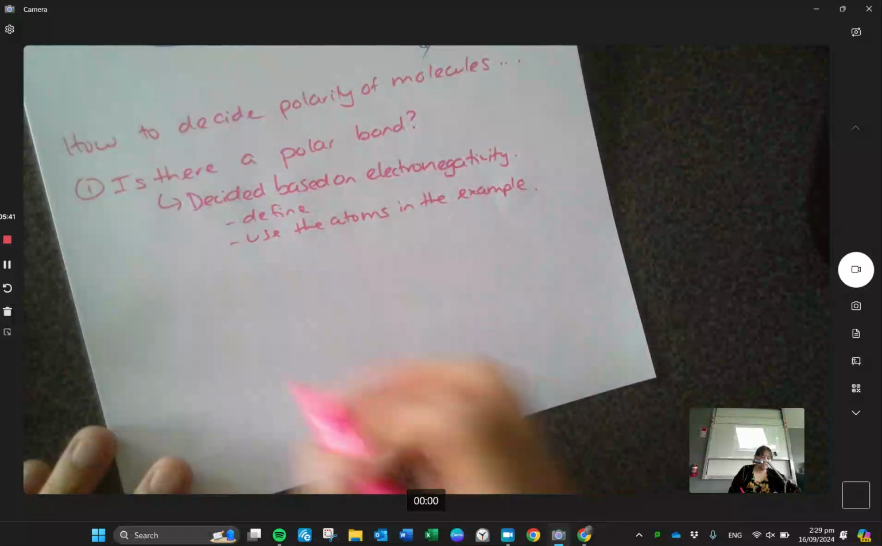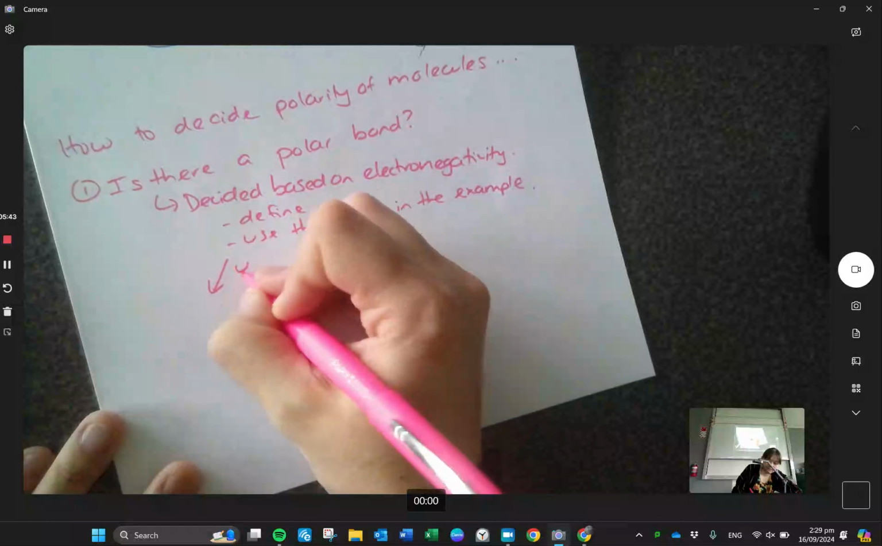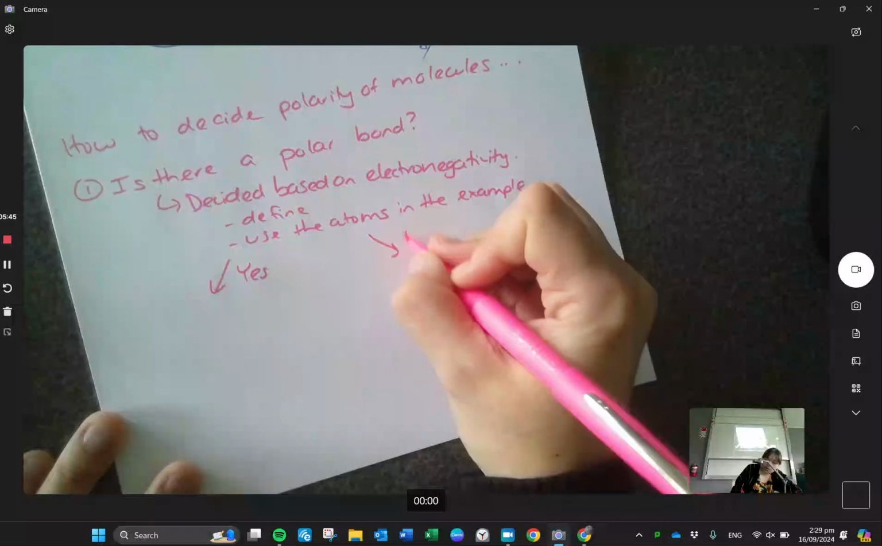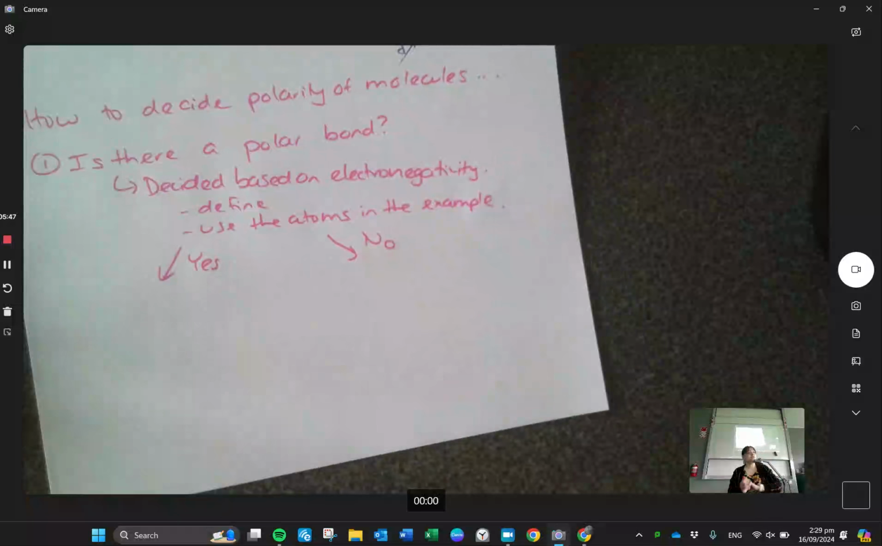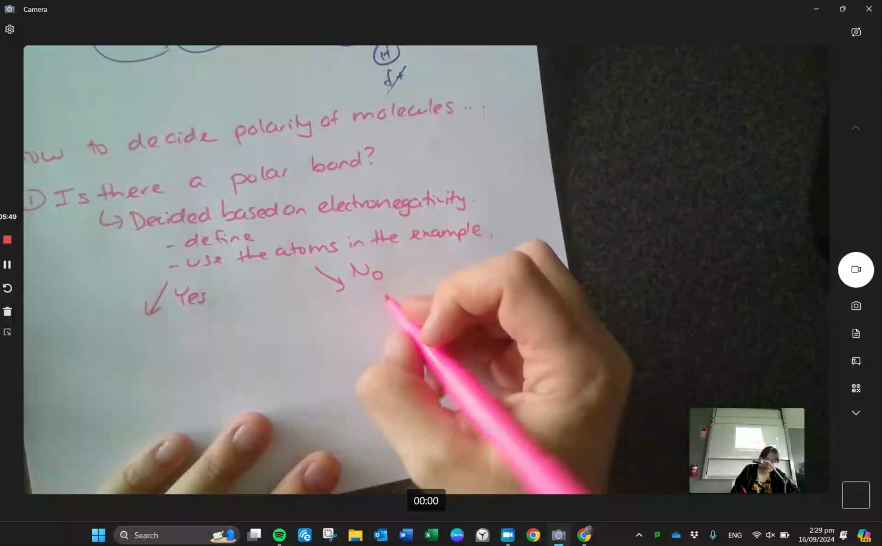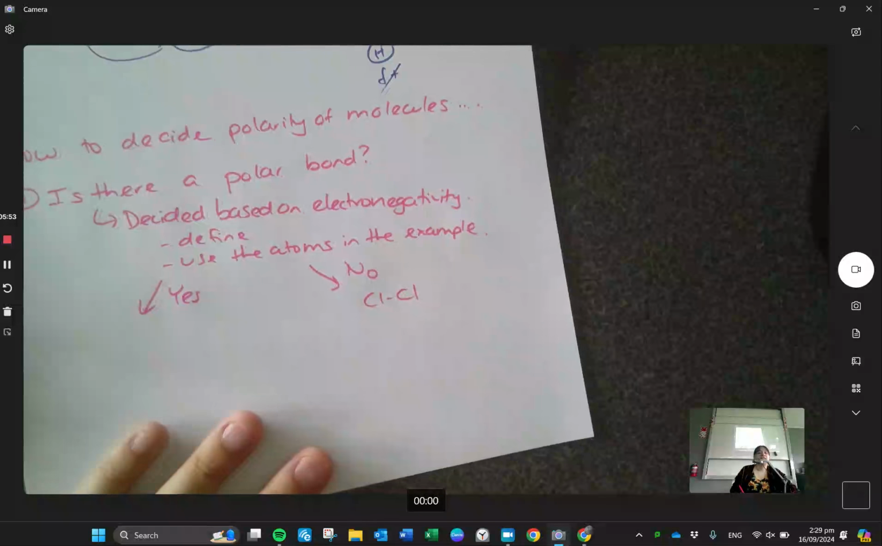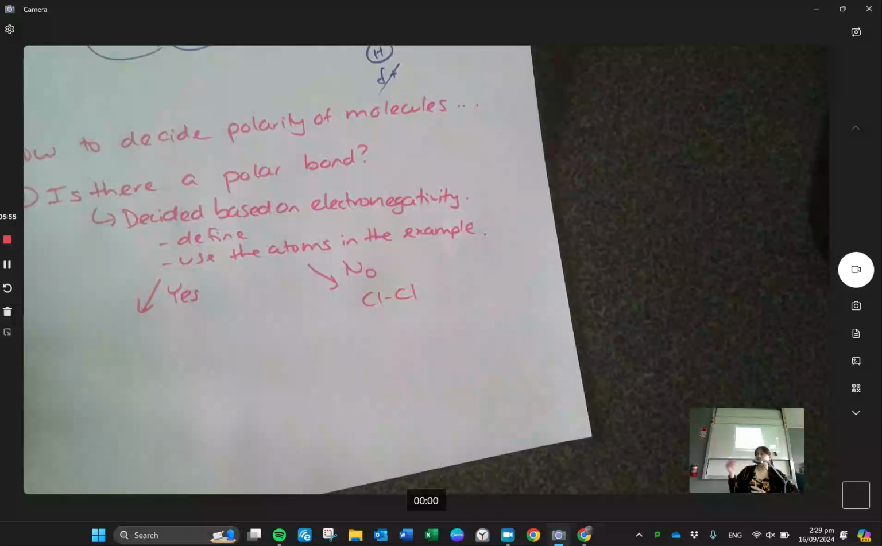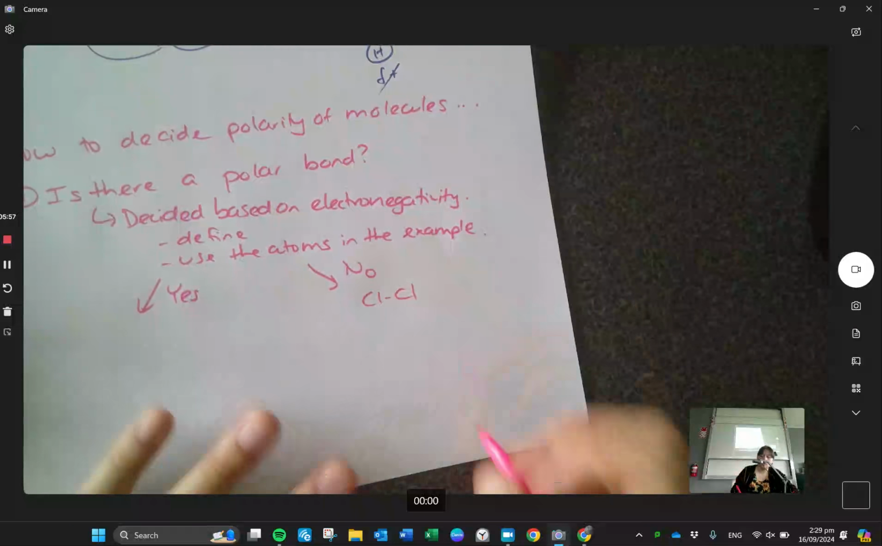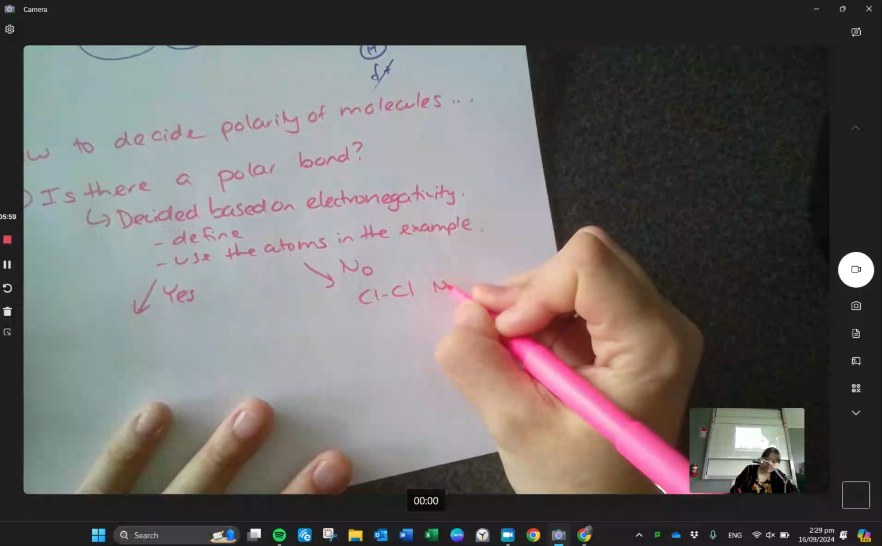So it goes basically down to a yes or no. Yes, it does. No, it doesn't. So for example, an example of a no is the chlorine. That's going to be a nonpolar bond because that's going to share its electrons evenly. If the answer is no, you automatically have a nonpolar molecule.